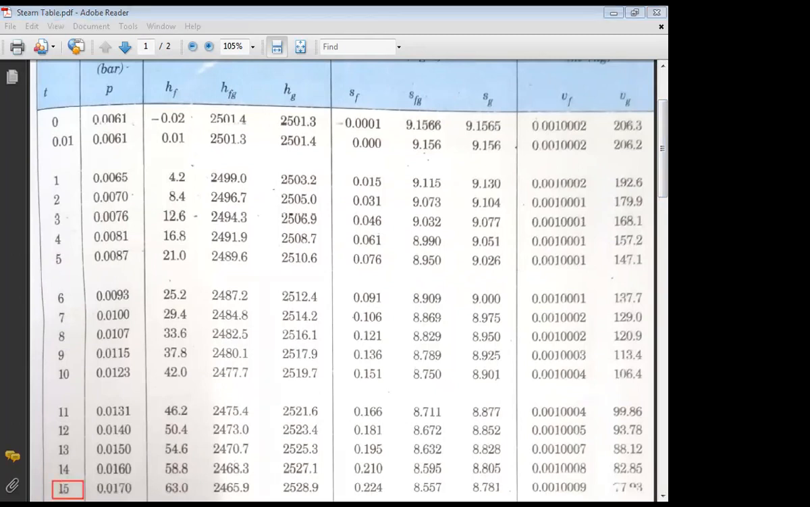This is the 15 degree centigrade, and corresponding to that 15 degree centigrade, I have to find out the value of HFG. So here, this is the value of HFG. What is the value of HFG?